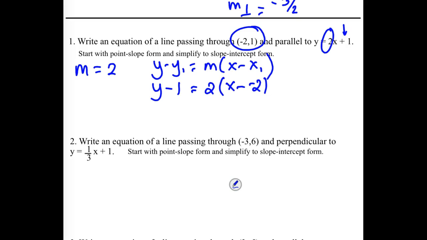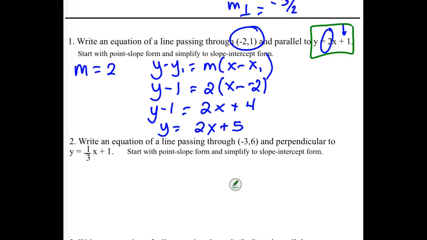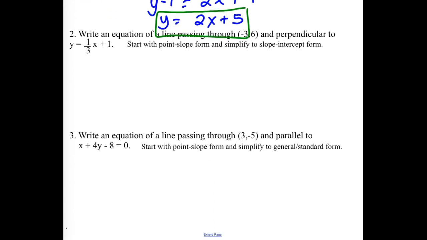If we want to simplify it to slope intercept, then we have to distribute. We would get 2x plus 4, and then we could add our 1 over. And then if you compare the original equation with what we just have here, does it fit what we said about parallel lines? They have the same slopes but different y-intercepts. Okay. Our second example, this time it's asking us to write one that is perpendicular.